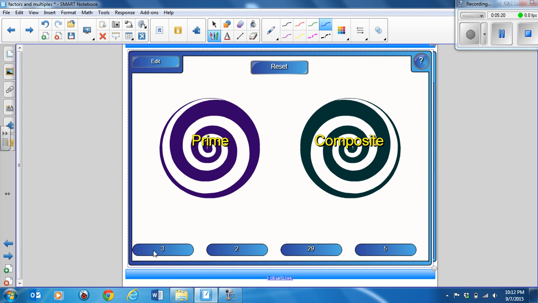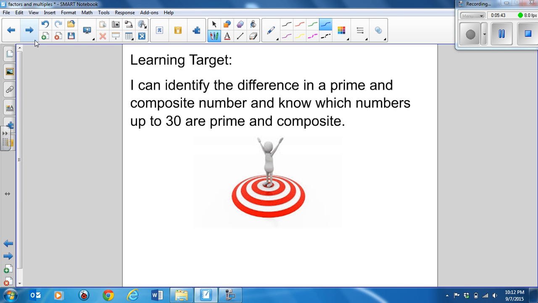1 times 3, there's nothing else that goes into that, so that would be prime. 1 times 13, we also discussed how that one was prime. 1 times 2, so that is prime. 1 times 11, so that is prime. Only 1 times 29, 1 times 23, 1 times 5, and then 1 times 17. So those are all the prime numbers.